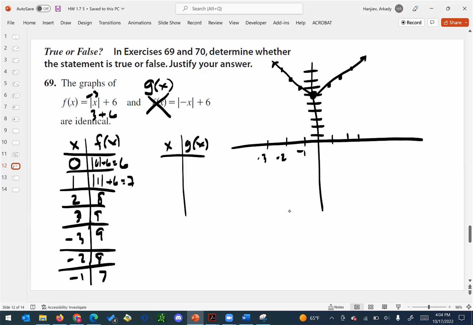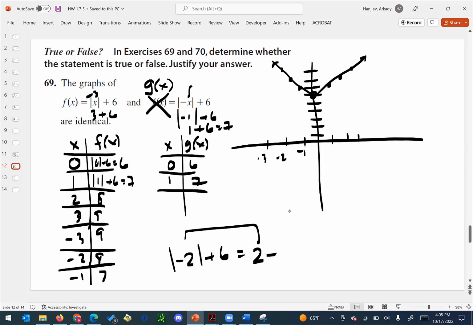If I graph g of x, here's the funny thing that happens. You plug in a 0, the absolute value of 0 is 0, plus 6 is 6. Then a 1 comes in as a -1, but when you take the absolute value of it, it pops it back up as a positive 1, and you get a 7. So notice the same dots again. If I plug in a 2, that piece will become a regular 2 because the absolute value takes away the negative sign. That's exactly what it does. And sure enough, all these numbers are the same. Therefore, the graph will be the same.